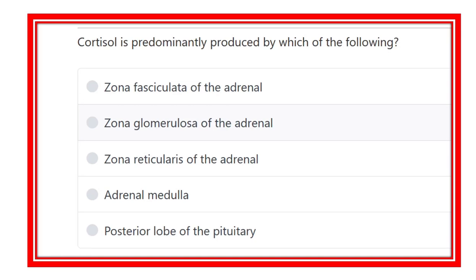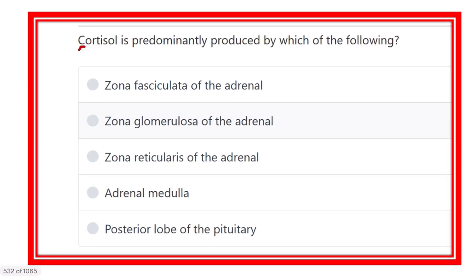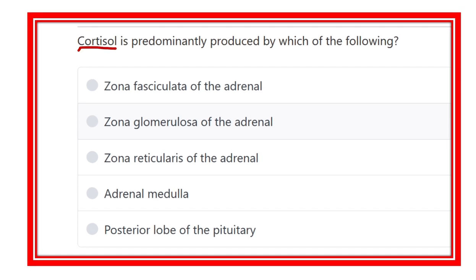This is the question: cortisol is predominantly produced in which of the following? That means the origin of cortisol, which organ or part of the organ. Here the options are zona fasciculata of the adrenal gland, zona glomerulosa of the adrenal gland, zona reticularis of the adrenal gland, adrenal medulla, and posterior lobe of the pituitary.